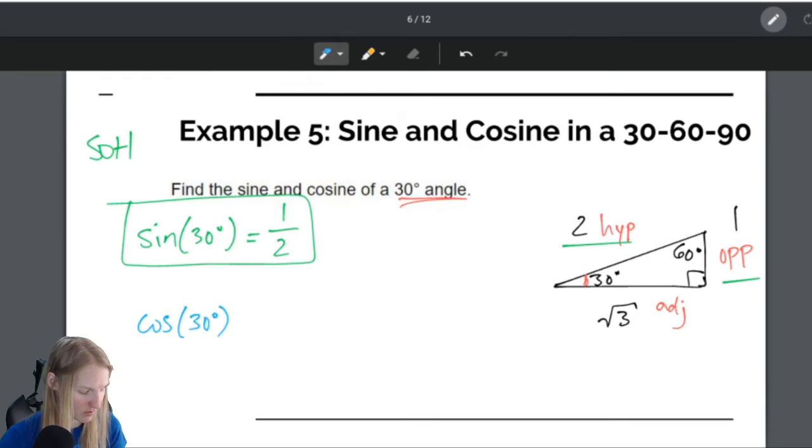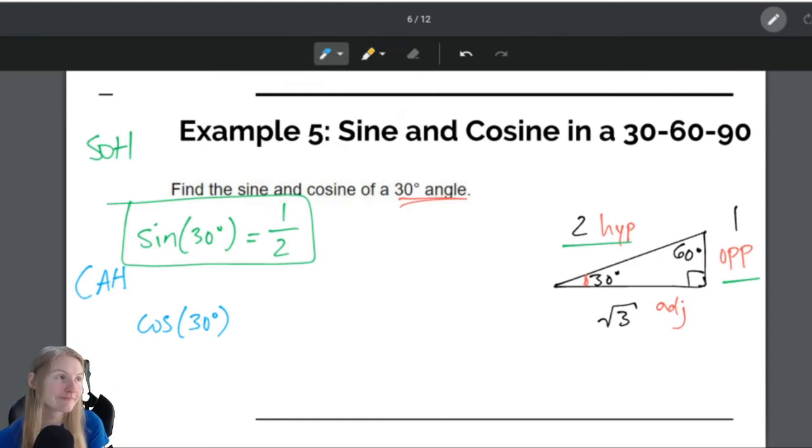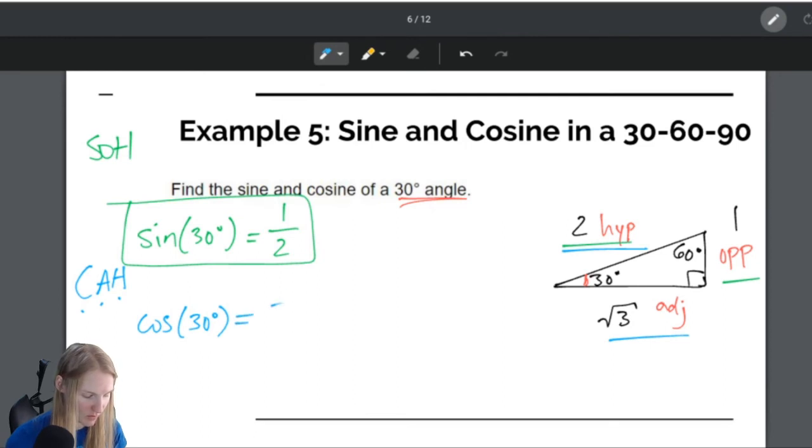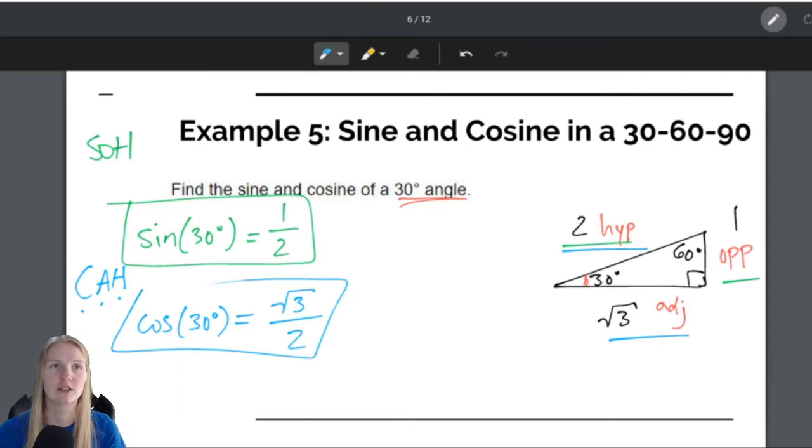Cosine of 30 degrees. Cosine is, remember, ka, toa, yes indeed. I'm going to wait a minute, see if you can remember what the ka stands for. Hopefully you got it. This is cosine equals adjacent over hypotenuse. So now we're using these two. So the adjacent is the square root of 3, and the hypotenuse is 2. So cosine of 30 degrees equals square root of 3 over 2.